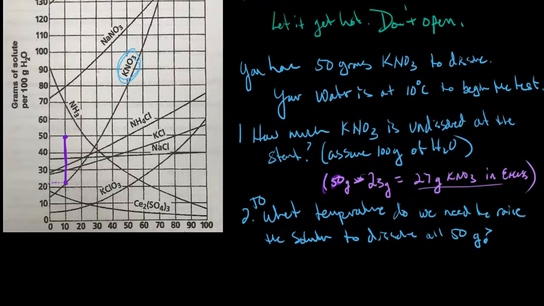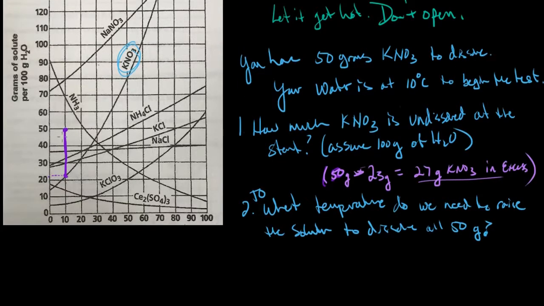Okay, well, here's our KNO3. We have 50 grams. Okay, and we're going to go all the way to here, because at this point, this is where we have 50 grams dissolved. And what temperature is that? Oh, that looks to be about 34 degrees Celsius.